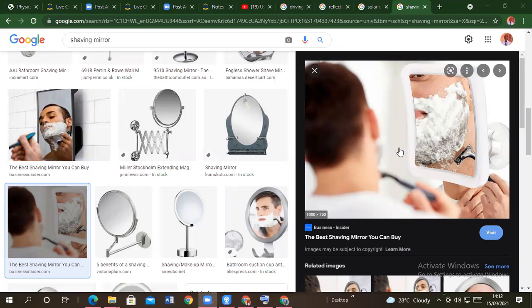Have you seen a shaving mirror? You people unmute so that we hear one another. Yes, unmute, Narubega, unmute.